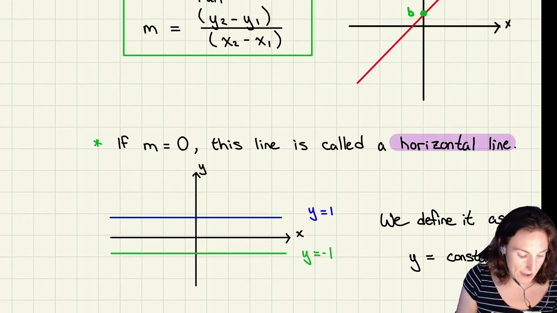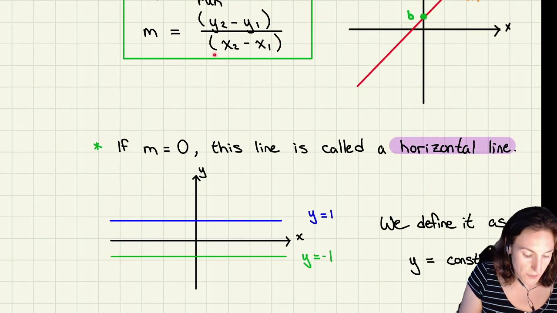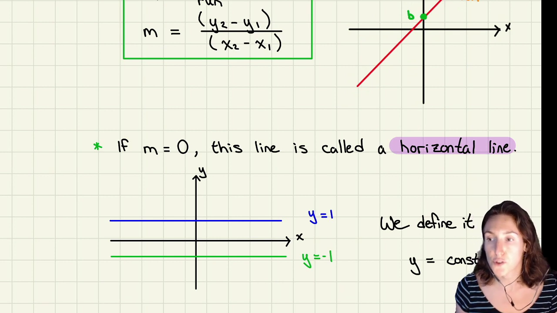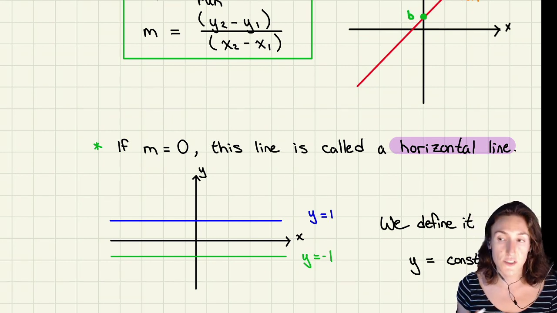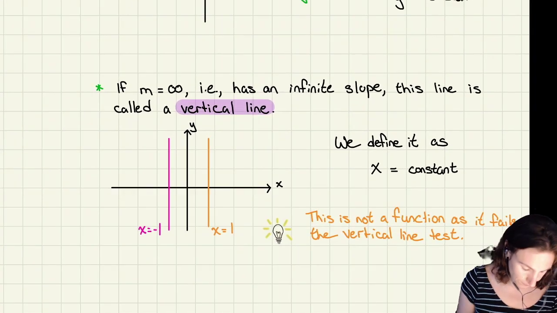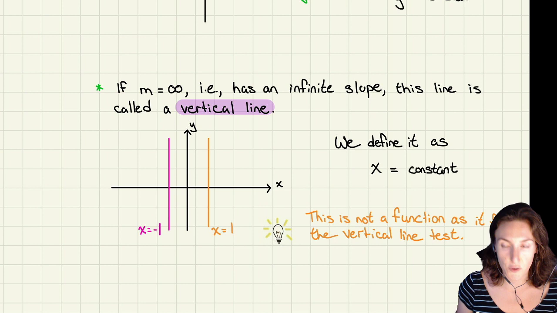And if we have this part here, our denominator being 0, that means that m goes to infinity. It's a huge, huge number. Infinity is a concept. It's not a number, just as a little remark. But these things are called vertical lines.